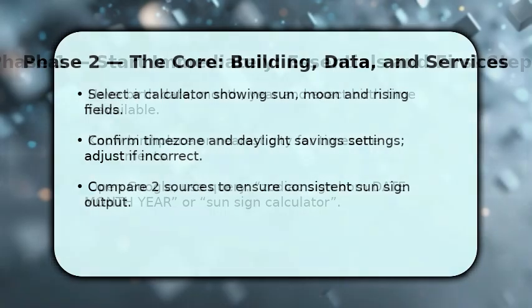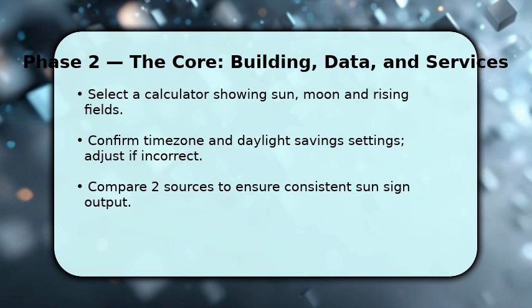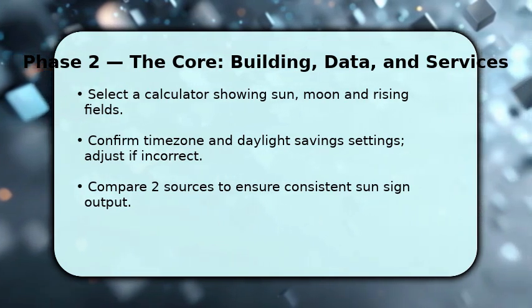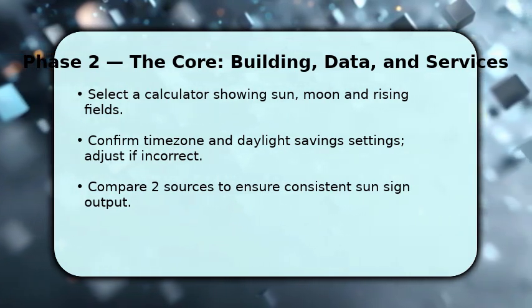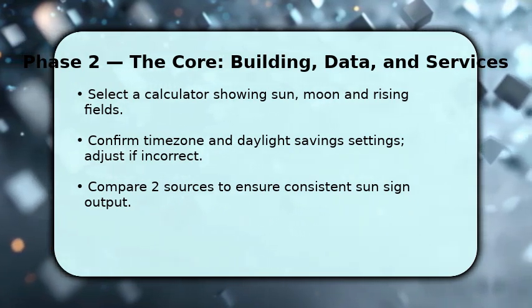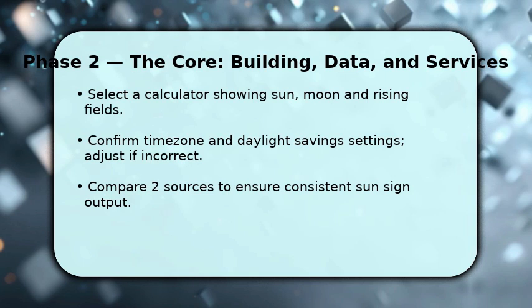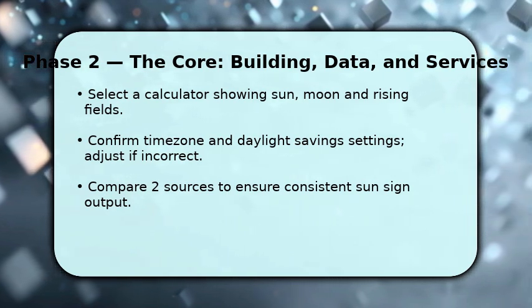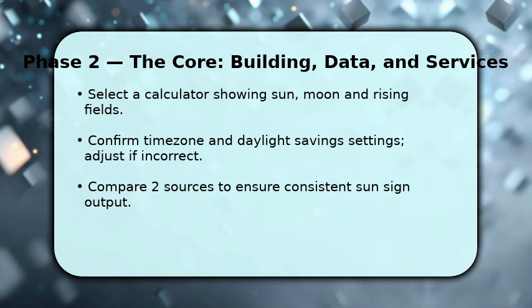You'll move quickly to now refine the output by choosing a calculator that explicitly lists sun, moon, and rising positions, because the sun sign is the central result. Once you enter your data, check the time zone and daylight savings fields. Incorrect settings shift signs, so correct them. Compare at least 2 reputable sources.